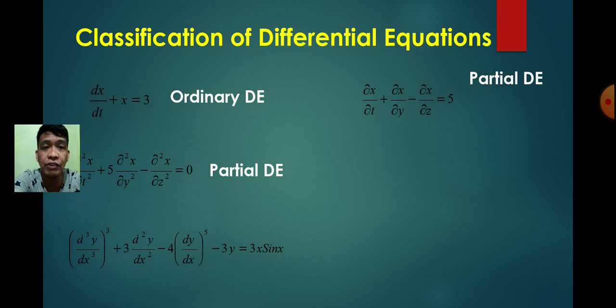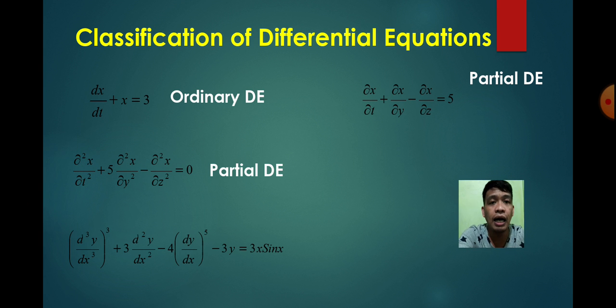Next, you have the third derivative of y with respect to x to the third plus second derivative of y with respect to x times 3 minus 4 derivative of y with respect to x to the fifth power minus 3y is equal to 3x sine x. Notice na iisang variables lang ang nakikita natin sa denominator. So therefore, it is an ordinary differential equation.